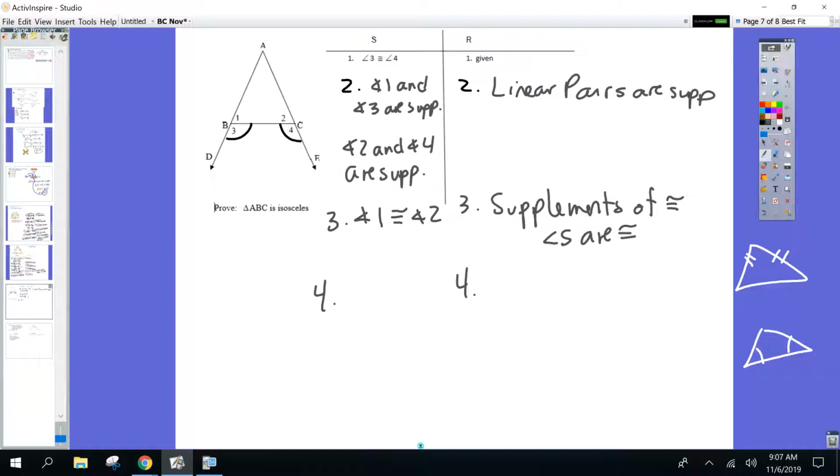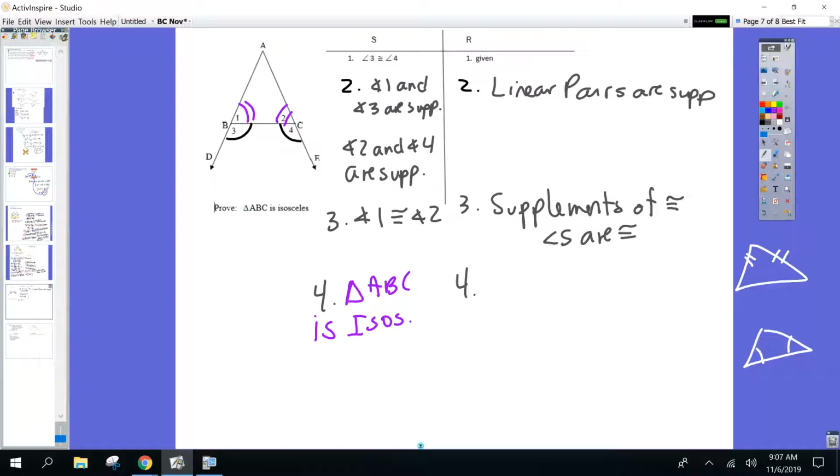Okay, now, don't feel like you have to prove the sides congruent. Is that an isosceles triangle at this point in the proof? Yeah, why? It's got two angles congruent. So we could say triangle ABC is isosceles. Don't feel the need that now you have to say the sides are also congruent. It's not needed.